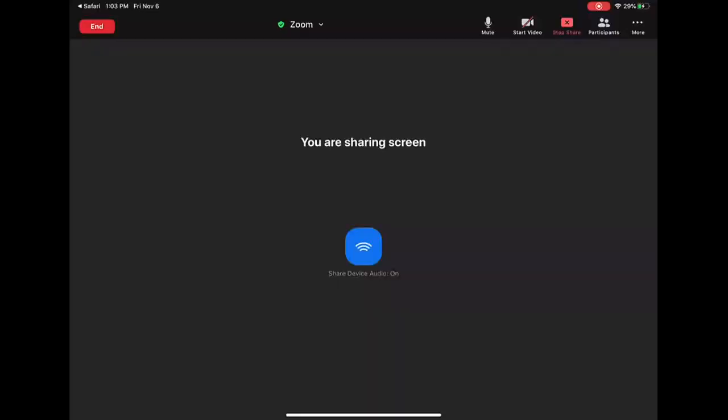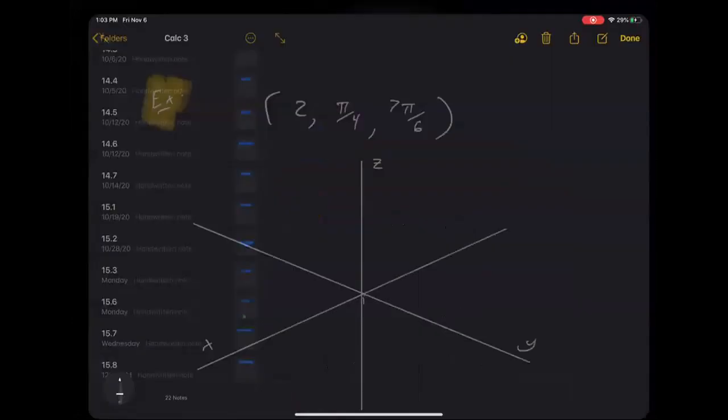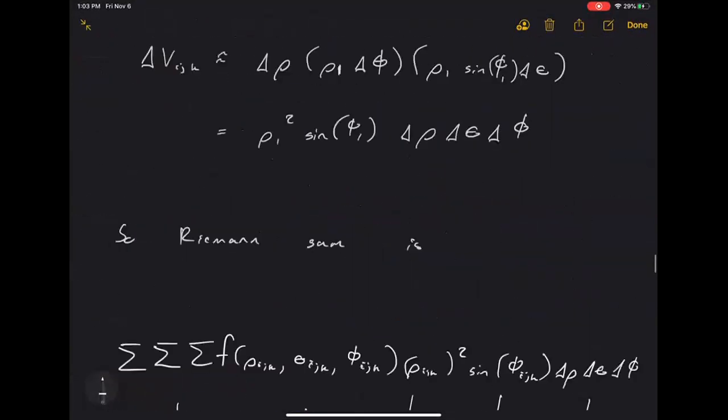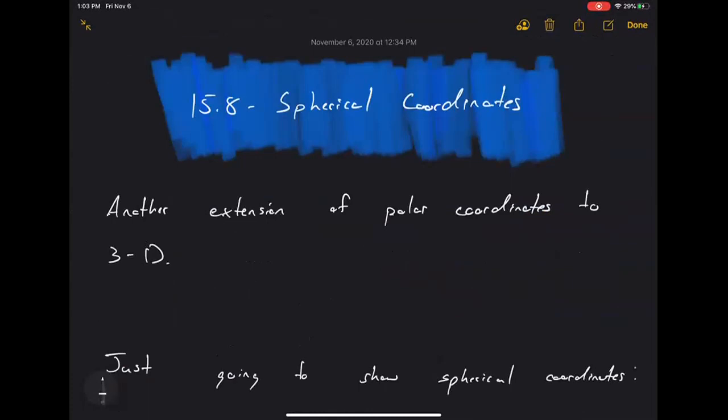Hello, everyone. In this video, we'll be covering 15.8, which is another extension of polar coordinates to higher dimensions. In 15.7, we saw cylindrical coordinates. That was kind of polar coordinates in 3 dimensions, where we had regions centered around an axis. Now we're going to have spherical coordinates, which are a version of polar coordinates where, once again, we're centered around the origin. And I'll explain what that means as we go.